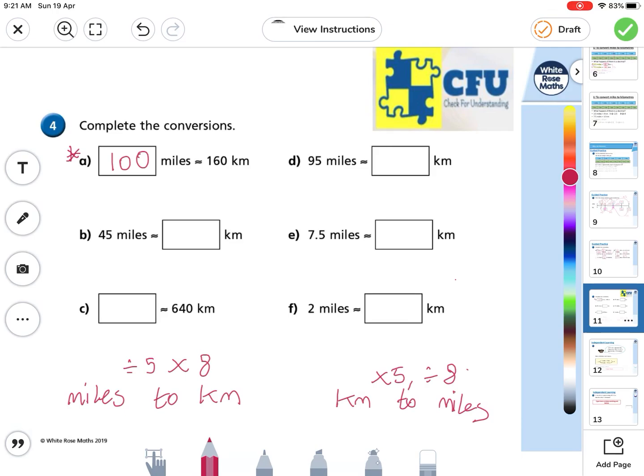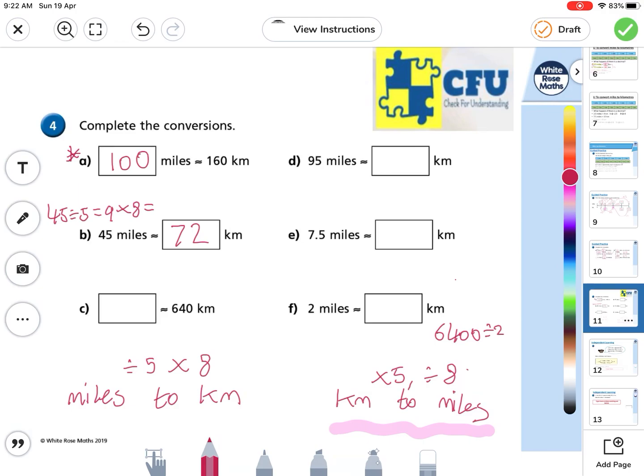So from miles to kilometres, I'm going to divide by 5. So 45 divided by 5 equals 9. Then times 9 by 8. 9 times 8 is 72 kilometres. Okay, C, 640 kilometres. How many miles? So this time I'm going to be looking over here, kilometres to miles. 640 times 5.